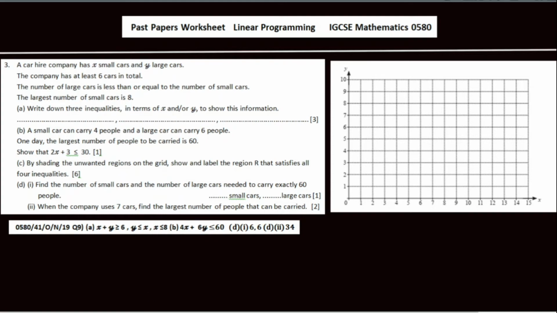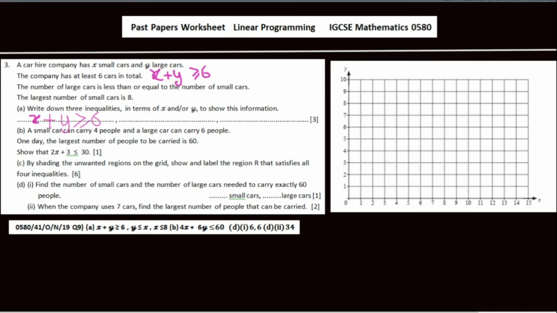Okay, in the next question, what do we have to do? A car hire company has x small cars and y large cars. The company has at least 6 cars in total, which means the sum of these two cars would be at least 6. That means it could be 6, it could be 7, it could be 8, so any value bigger than 6. So we write greater than or equal to 6. So that's the first inequality that's needed in the question. x plus y is greater than or equal to 6.